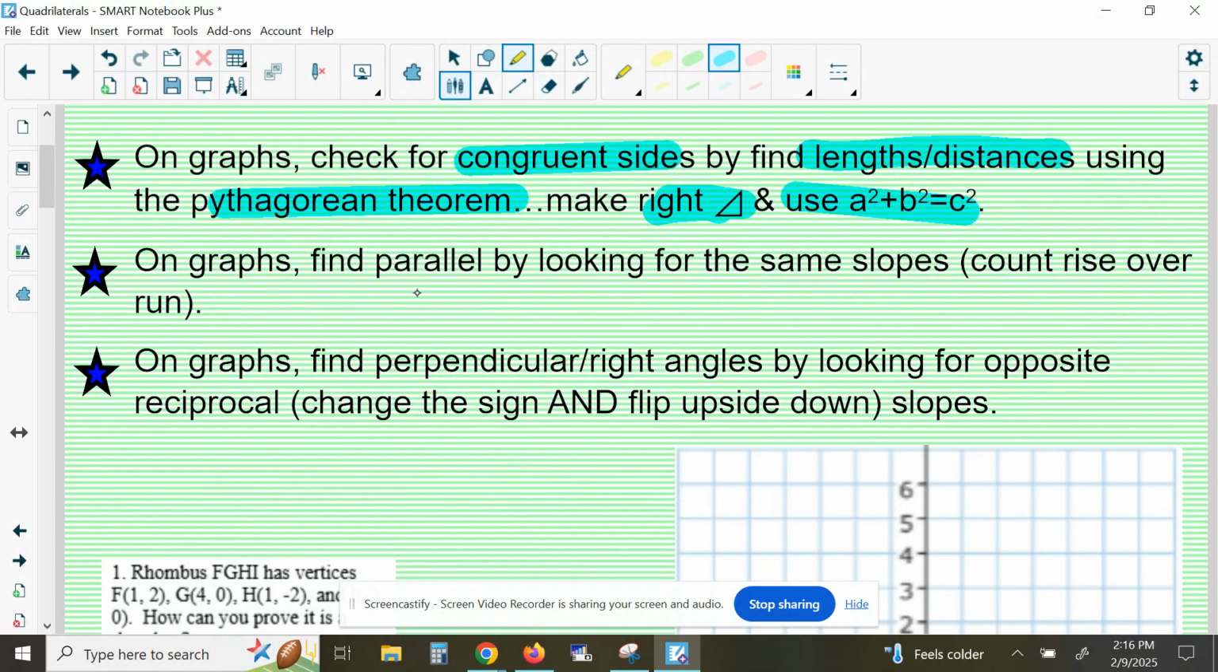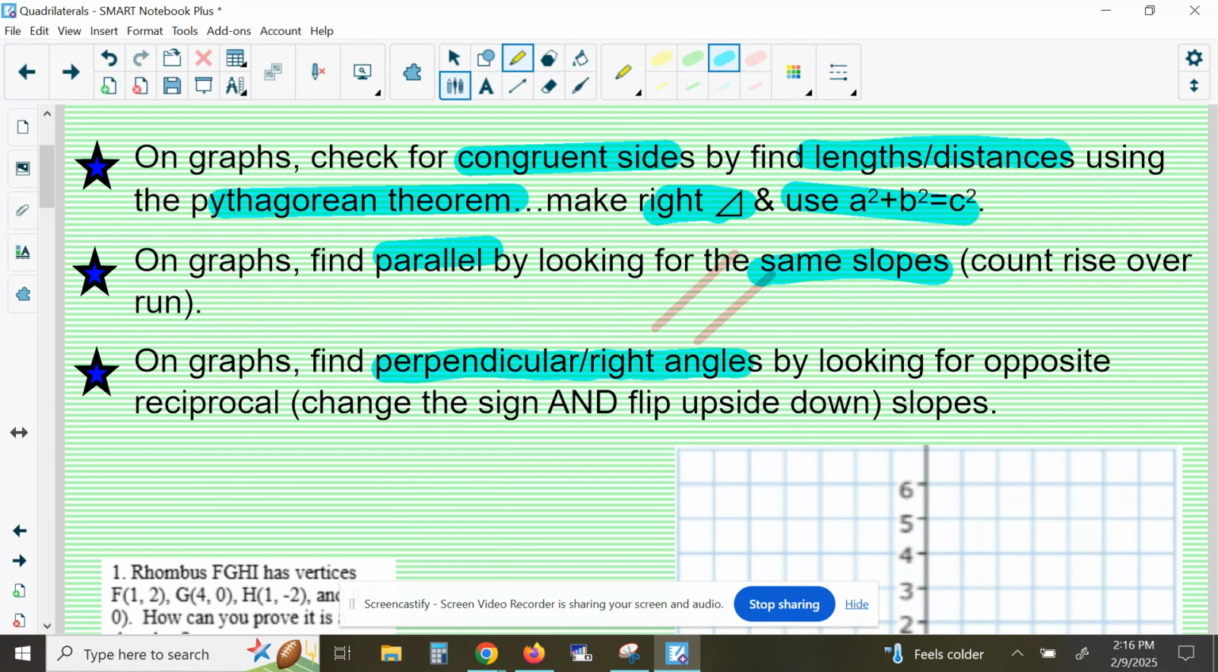On graphs, we also can find parallel by looking for the same slopes. Remember, if they have the exact same rise over run, then their slopes are the same, which means the lines are parallel, which makes sense because same slopes means they're slanted the exact same way. So if we have 2 lines that are slanted the exact same way, like that, then we can tell that they are parallel.